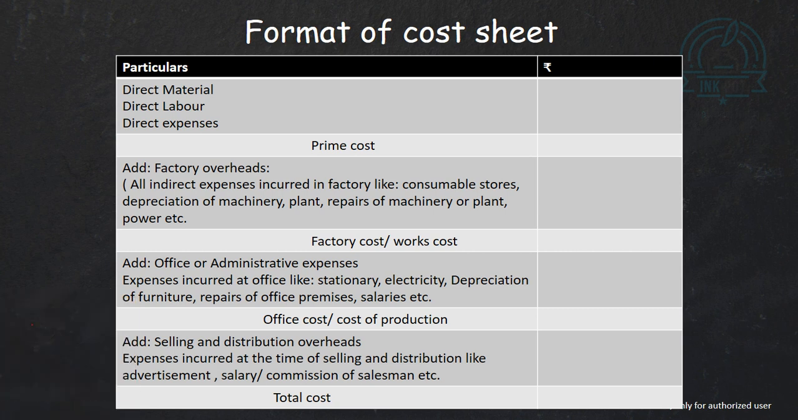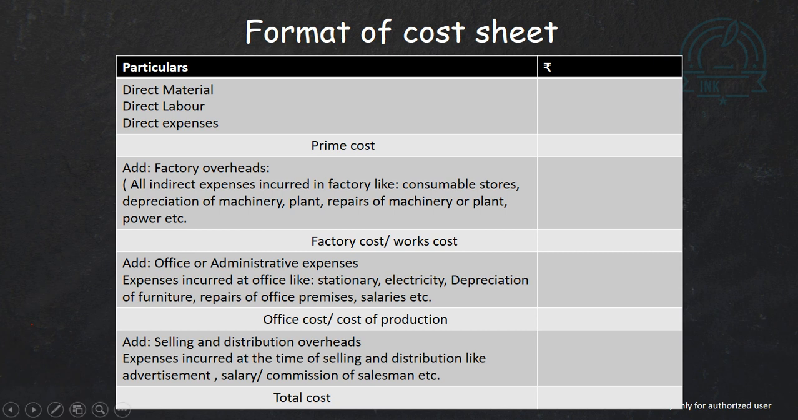See, we have direct material plus direct labor plus direct expenses. We add all the direct costs and we get prime cost. Now we add factory overheads to prime cost to get factory cost, or it is also known as works cost. Now what are the examples of factory overheads? All indirect expenses incurred in factory are known as factory overheads.